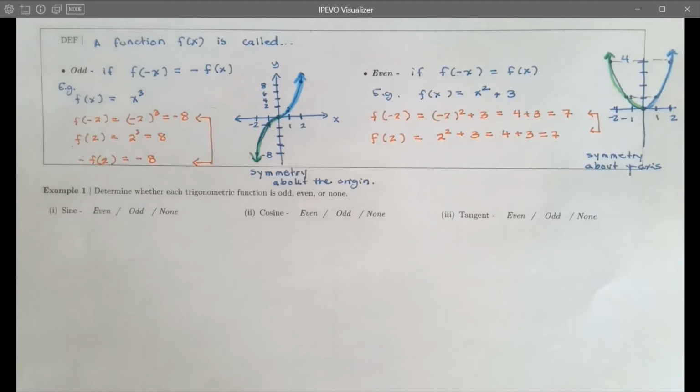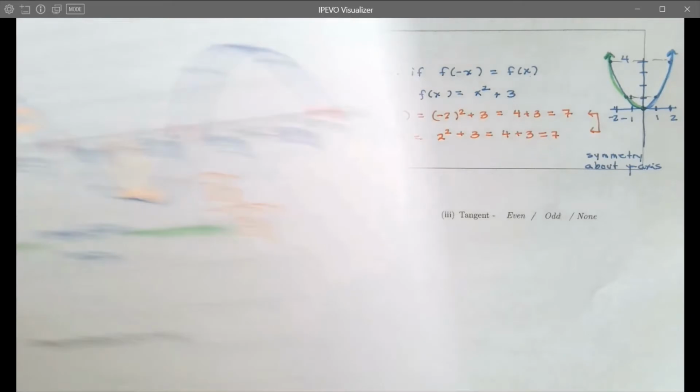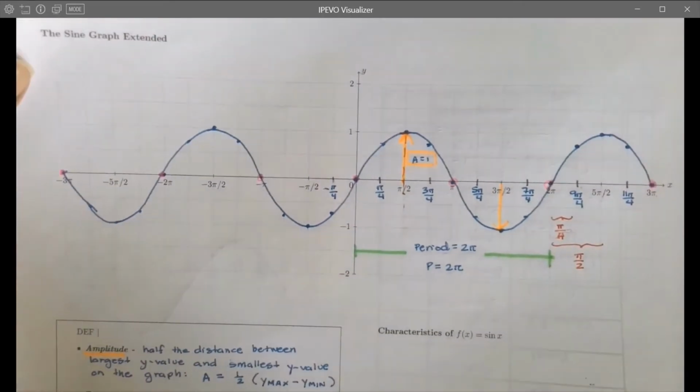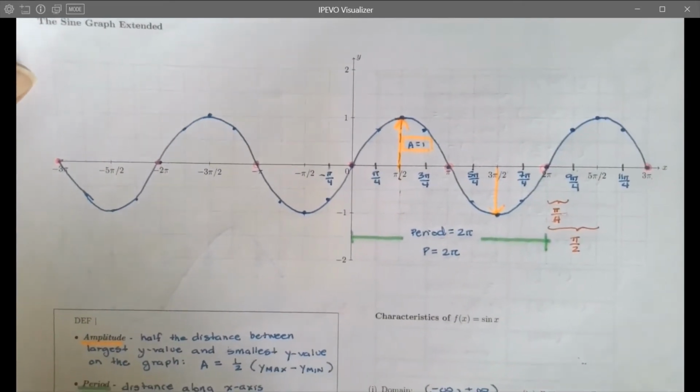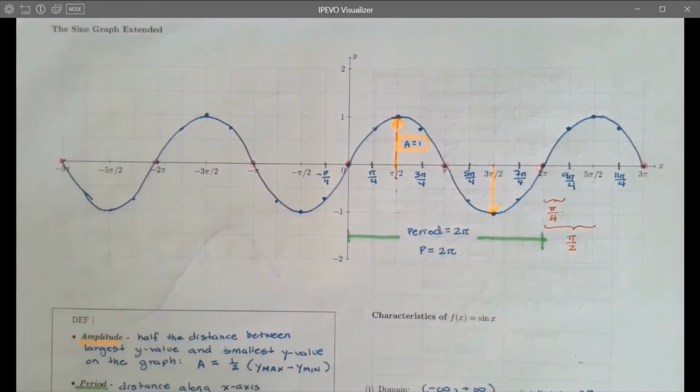Now we want to see whether the functions that we have talked about so far have any type of symmetry, whether it be odd, even, or neither. So let's bring back one of our graphs. Here is the graph for sine, and the easiest symmetry to check for is symmetry about the y-axis.